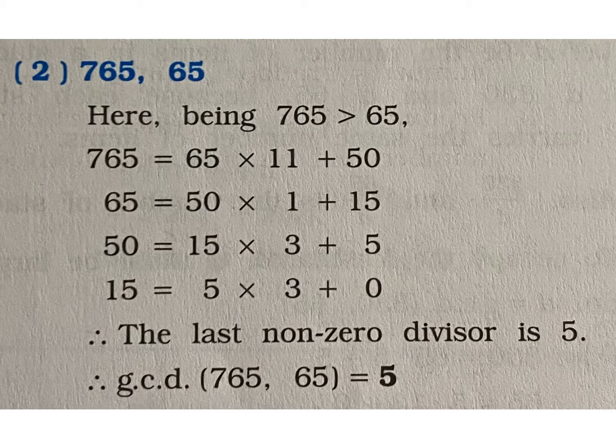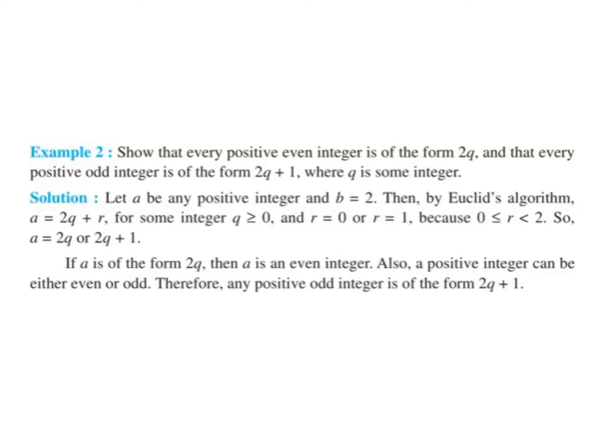Here the remainder is 0 and the last non-zero divisor is 5. So GCD of 765 and 65 is 5. Now let us see example 2 of your textbook.